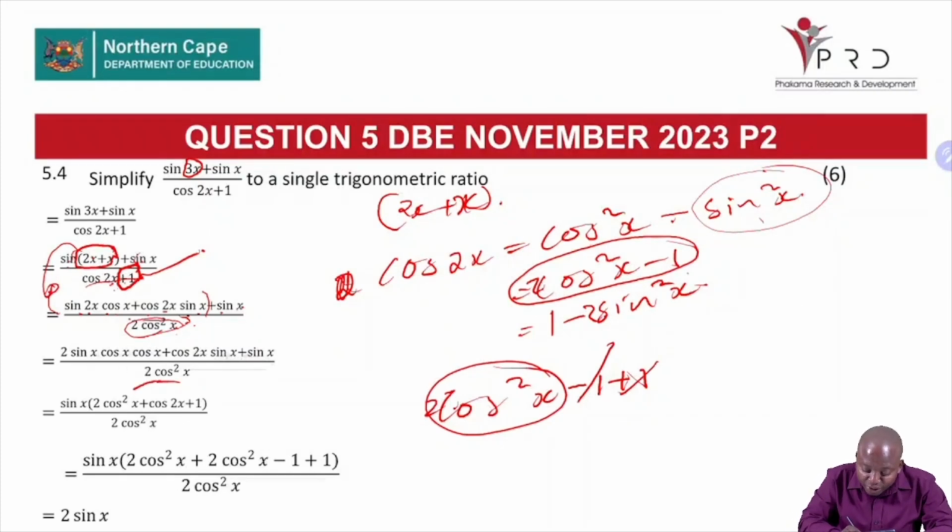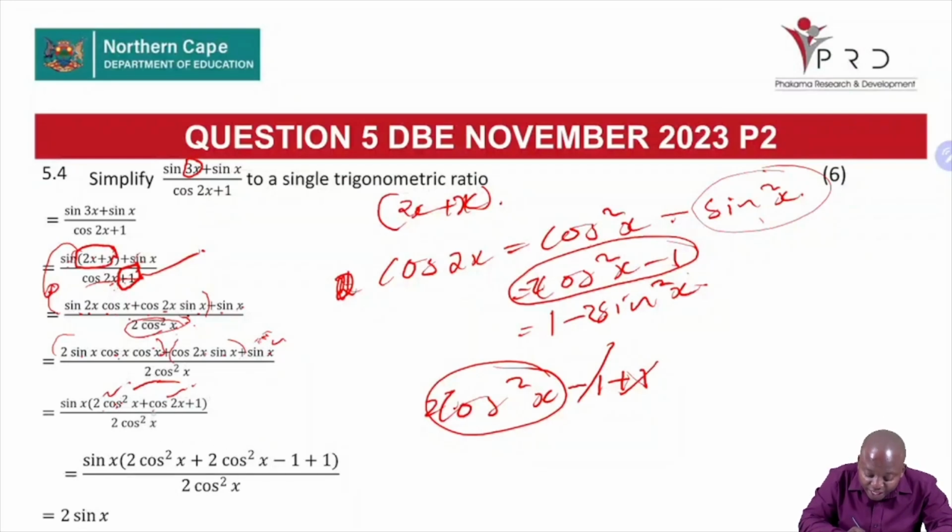Thereafter, on the numerator, we look at the like terms. So we can see that there is sine, there is sine. Sine is common. We take sine as common. We remain with 2 cos squared x. Cos and cos will give us cos squared, plus cos 2x plus 1. There was a sign here, so plus 1. So this is the first one, second one, then the third one we got 1. That is what we have at the end of the day.